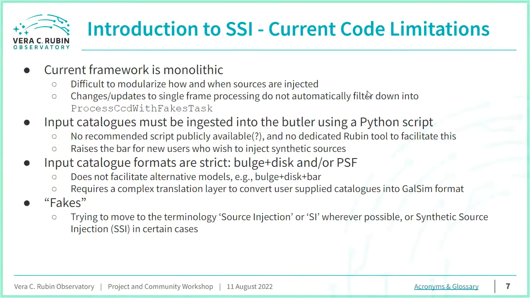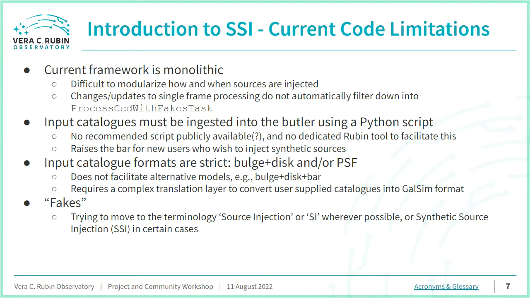Okay, so as I say, there are some limitations with the current code framework. The framework right now is very monolithic. What that means is it's quite hard to change how and when you inject sources into your pipeline. Something that's been an active topic of discussion is that we might want to inject sources earlier in the data reduction process, to allow certain tasks, such as background subtraction, for example, to operate more effectively on images with synthetic sources included. There's another issue, which is that the ingestion of input catalogs is a little bit tricky right now.